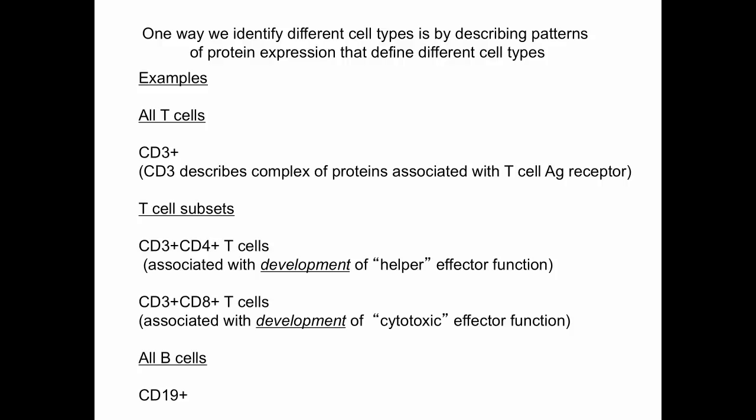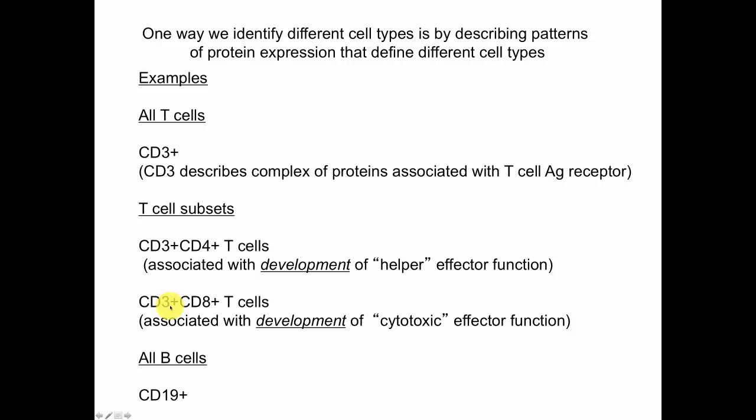And then T cells can be further subdivided by other patterns of protein expression. So for example, a CD3 positive T cell may express this other protein called CD4. And so you can have some cells that express CD3 and CD4. The expression of the CD4 protein is associated with T lymphocytes that largely have helper effector functions, but not always helper effector functions. And we'll talk more about that again in a later mini lecture.